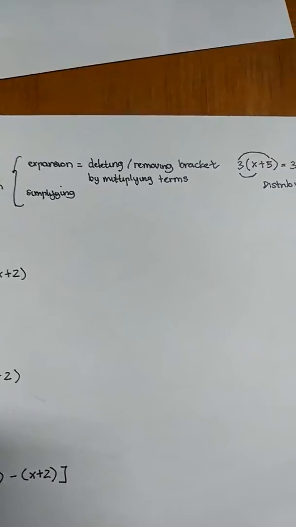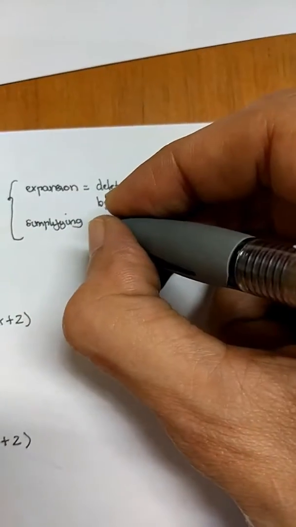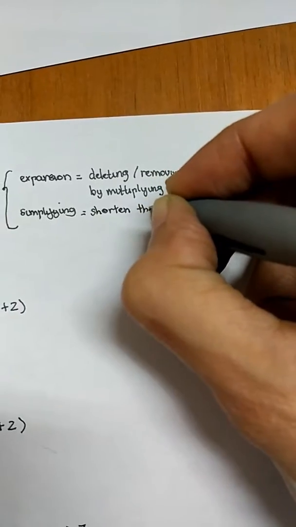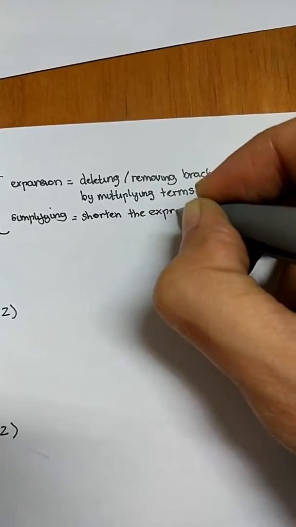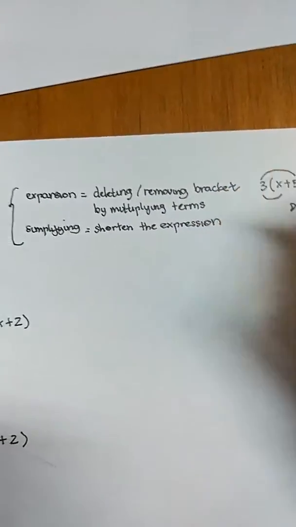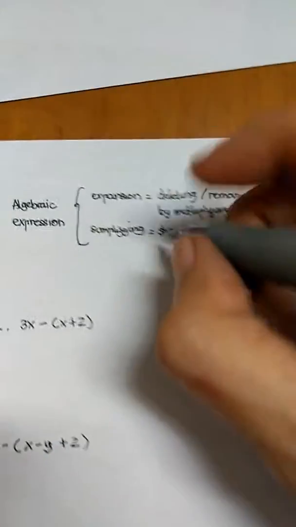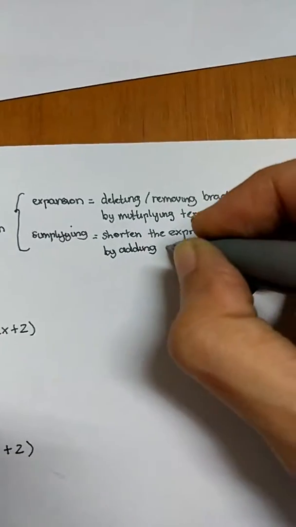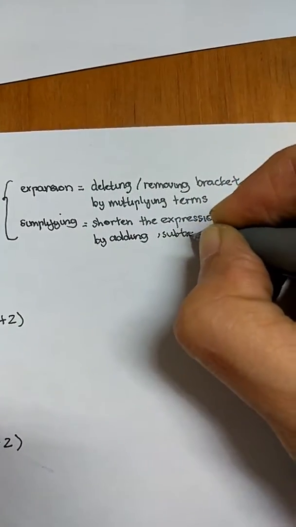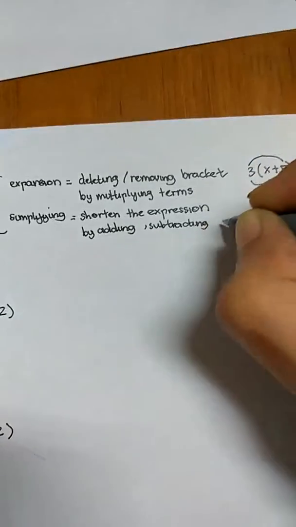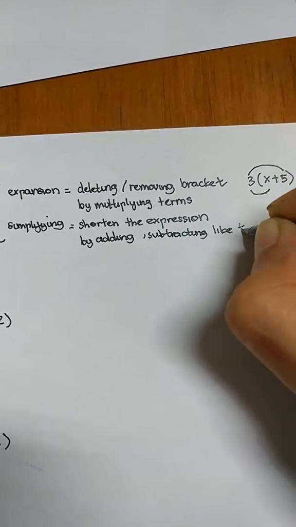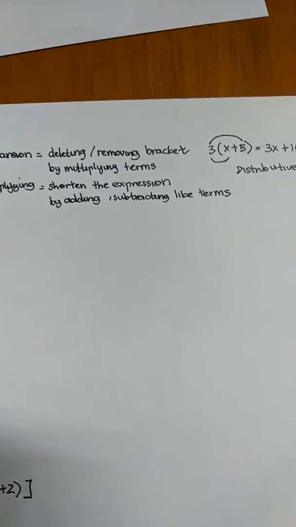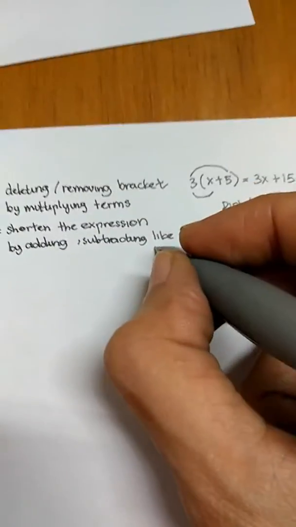Okay, and then after that, simplifying. Basically, simplifying is shortening the expression. You know that one. By doing what? By adding or subtracting like terms. Okay, agree with that one? Now, what is the meaning of like terms?